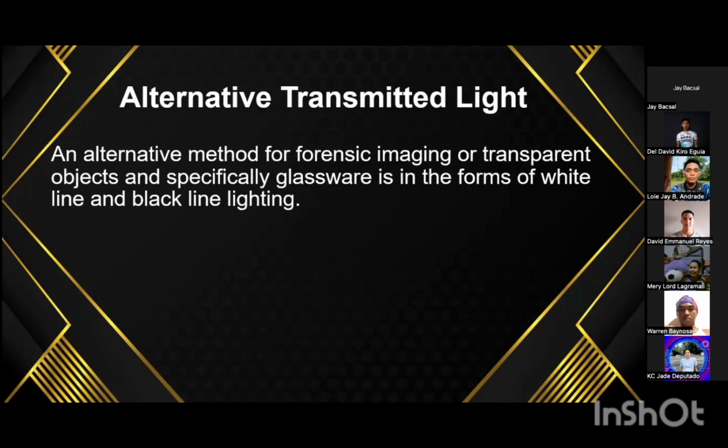Diffuse tent alternative transmitted light. An alternative method of forensic imaging of transmitted objects, specifically glass, is white line and black line lighting.